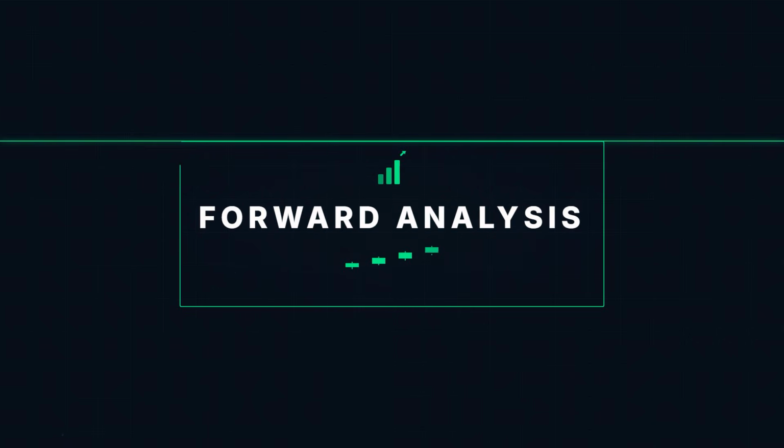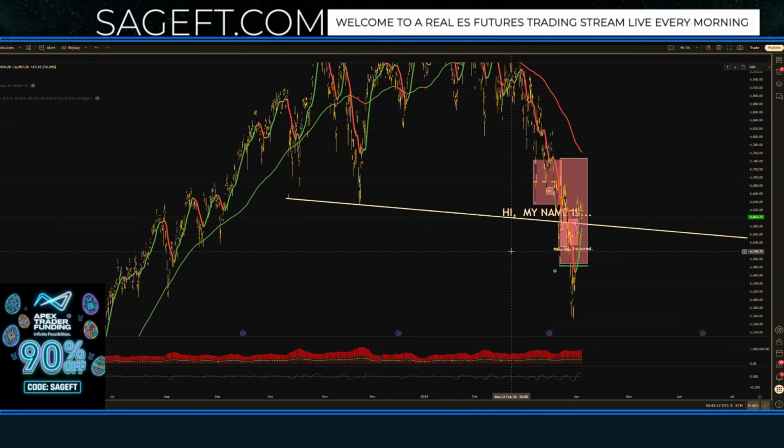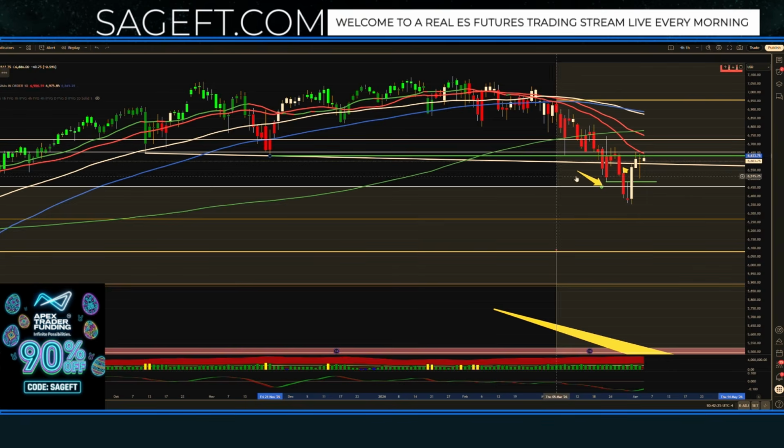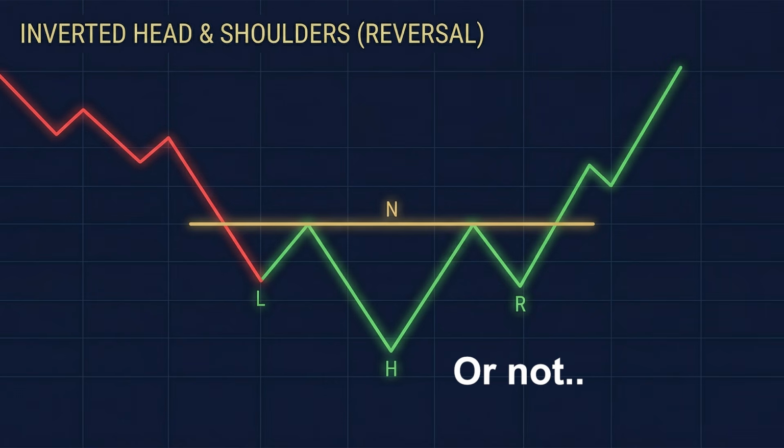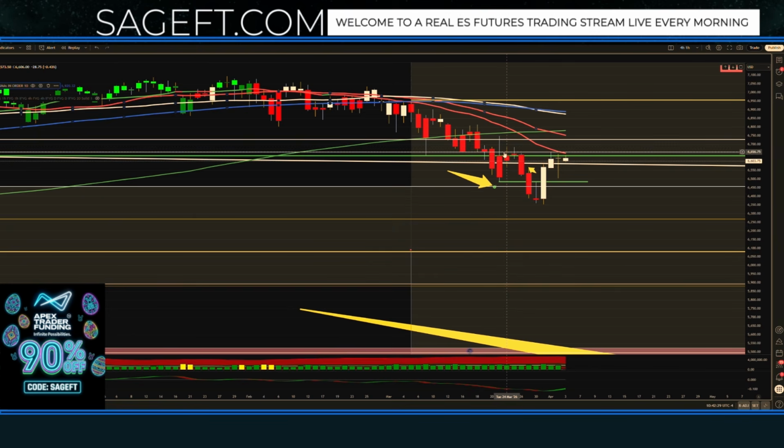Let's move on to the forward-looking analysis. All right, I'm glad we're at this point. Let's get it going. Here we go for the week. All right, what I think is very, very simple: it is a head and shoulders pattern or it isn't. So now here's evidence that it could be, right?